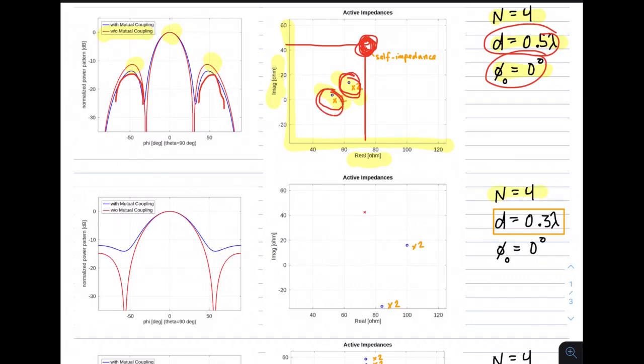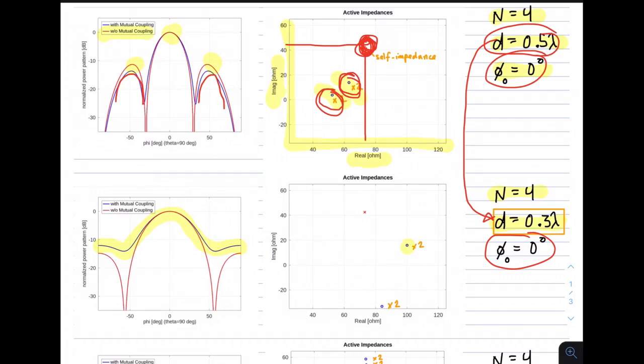In the next scenario, we again have 4 antennas, but now we reduce the spacing. We reduce the spacing from 0.5 wavelengths to 0.3 wavelengths. So we would expect the mutual coupling to grow because we would expect the mutual impedances to be somewhat higher. The pointing will remain the same at broadside. And what we see now is that the mutual coupling, the blue curve here, is showing a greater distortion with respect to the non-mutual coupling result, the result ignoring mutual coupling. That is to be expected.